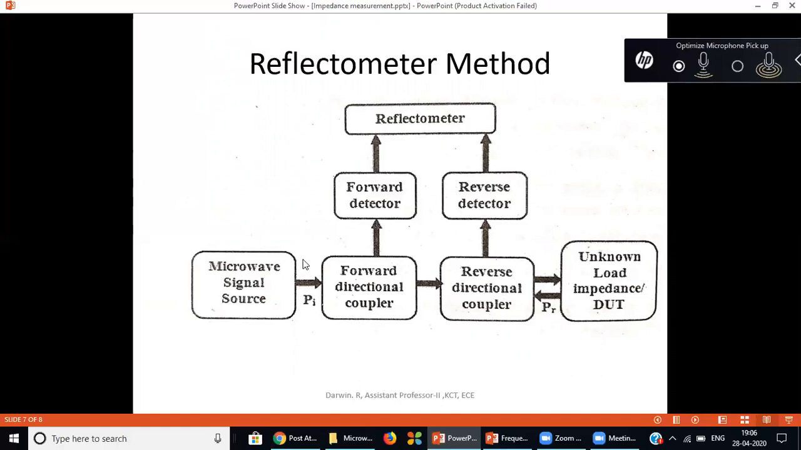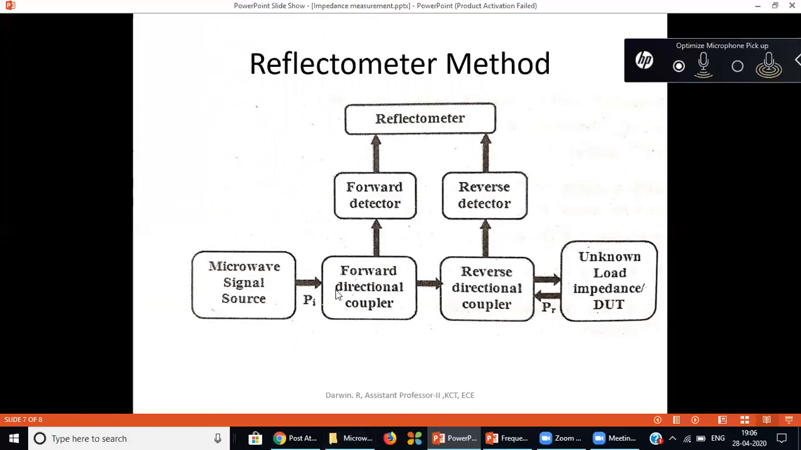What happens here is, if a signal is passed from the microwave signal towards the load, the signal will be flowing through the forward directional coupler. You all know a directional coupler is a 4-port device. It will have a main line and one coupled port. So one main port and one coupled port. So the main line will be in the forward directional coupler.